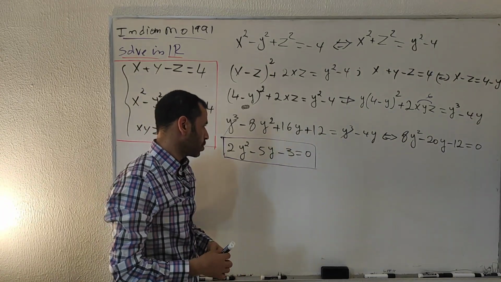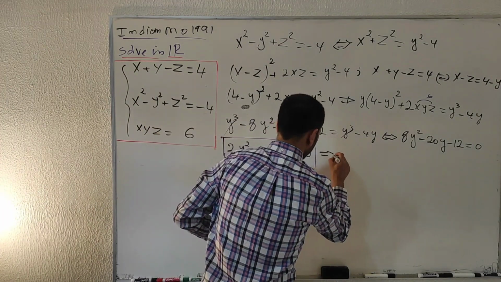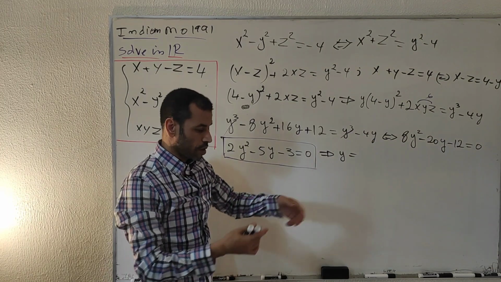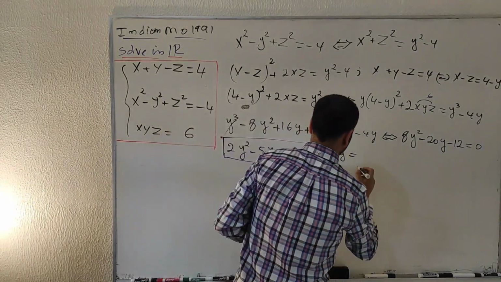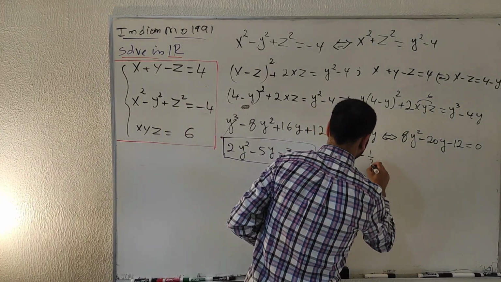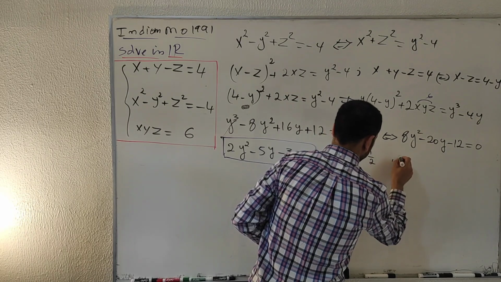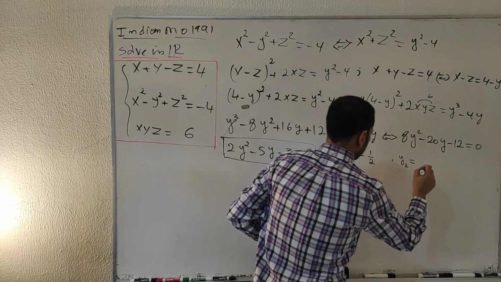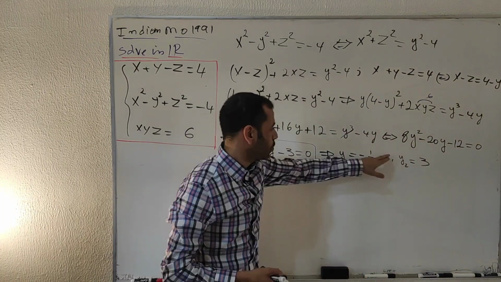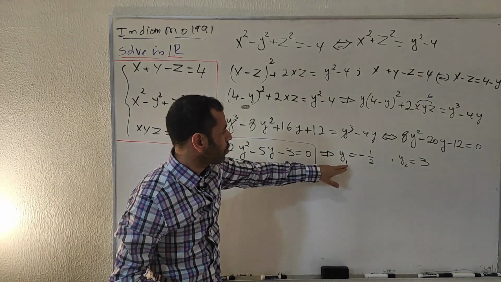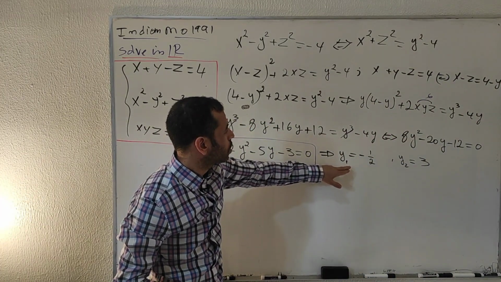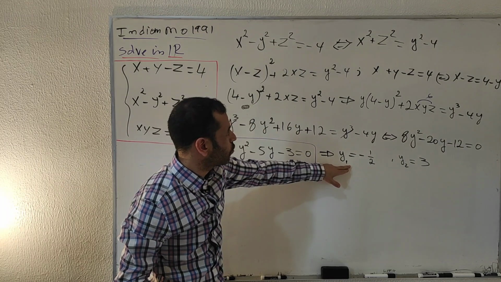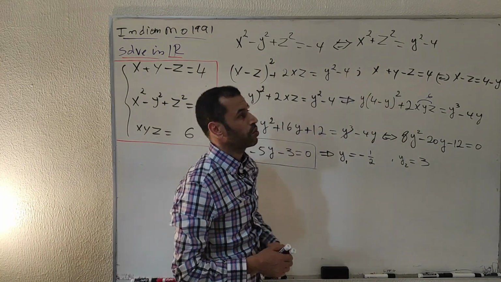So I'm simply going straight to the solutions. I get the first solution, y1 equals minus 1/2, and the second solution, y2 equals 3. Now I'm going through each solution. I'm going to start with the first solution. I'm simply going to take this value of y and insert it into the first equation to see what it gives us.